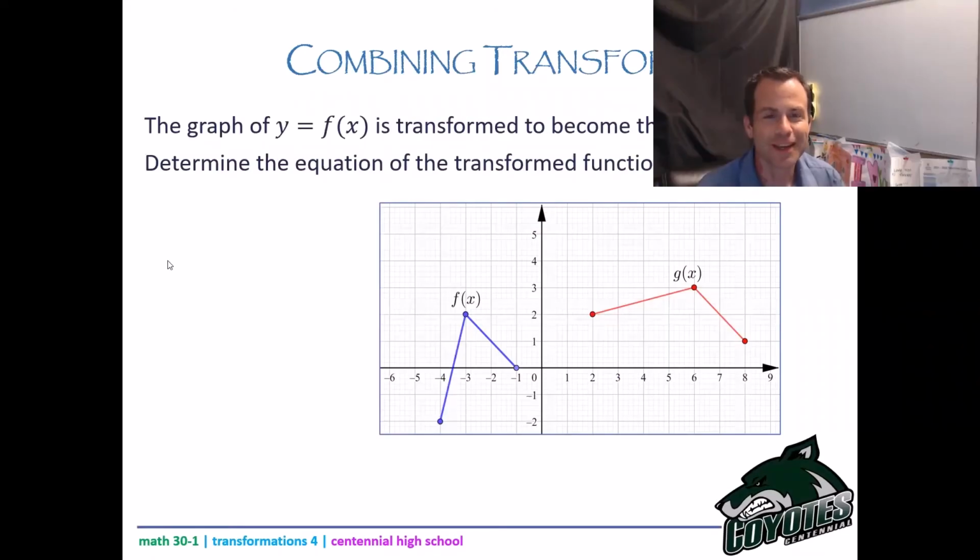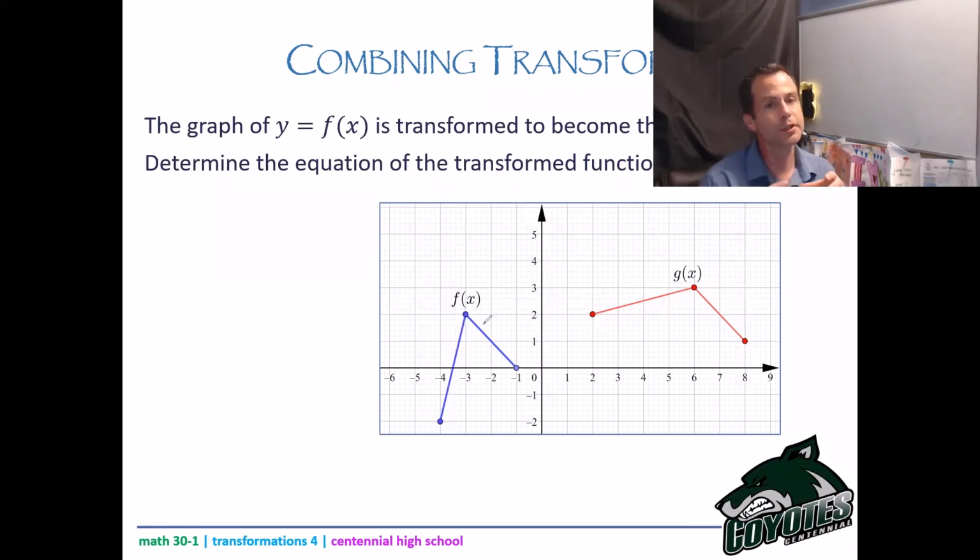Hey everyone, future me just fixing an error from past me. The graph of y equals f of x is transformed to become the graph of g of x. Determine the equation of the transformed function. Okay, so how am I going to handle this?